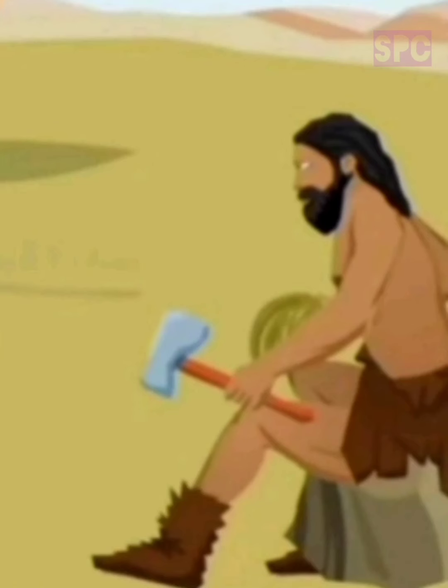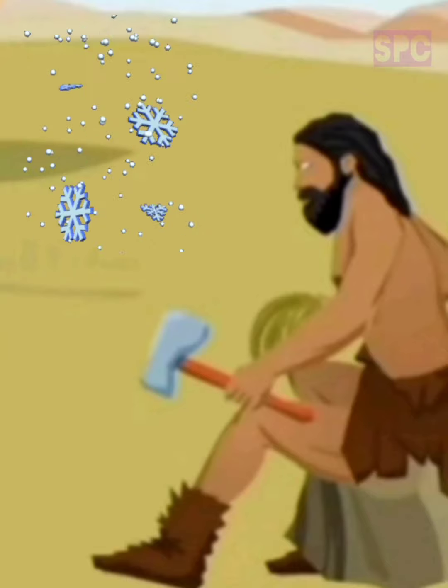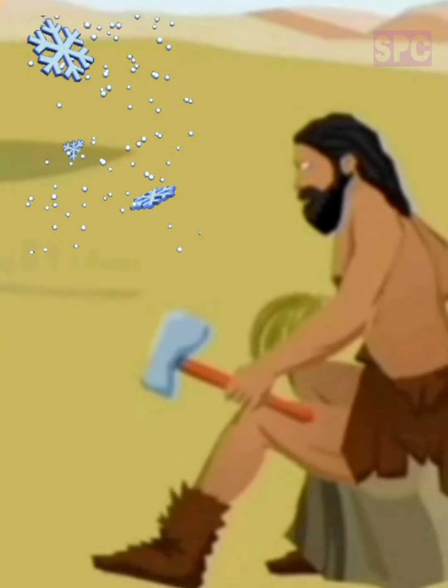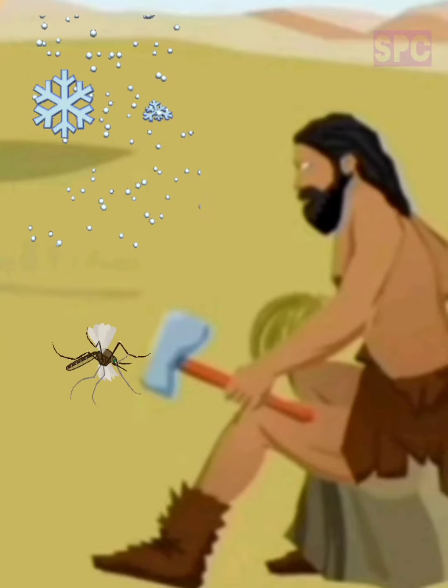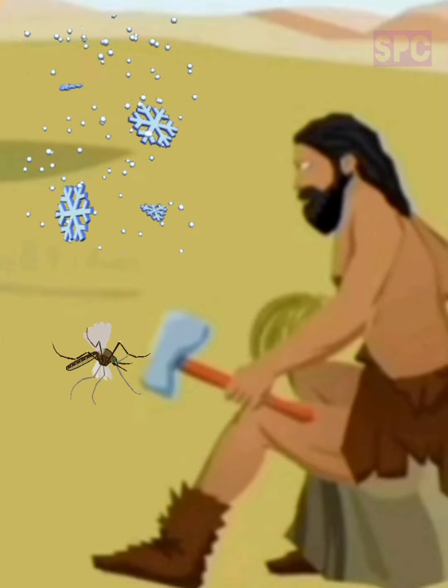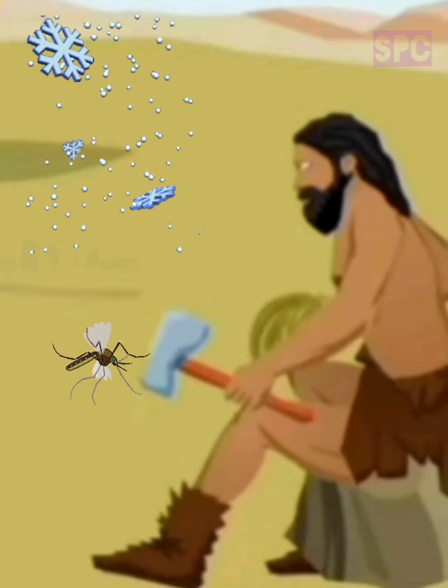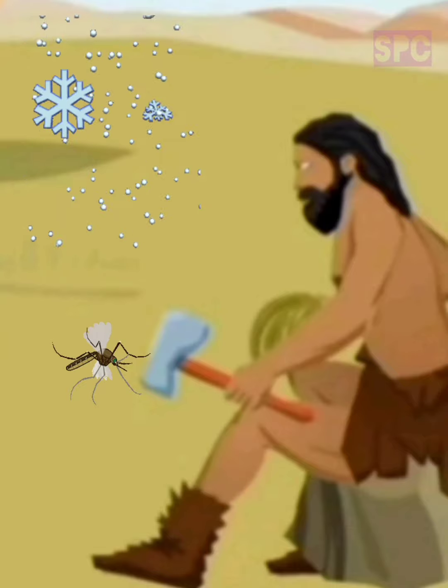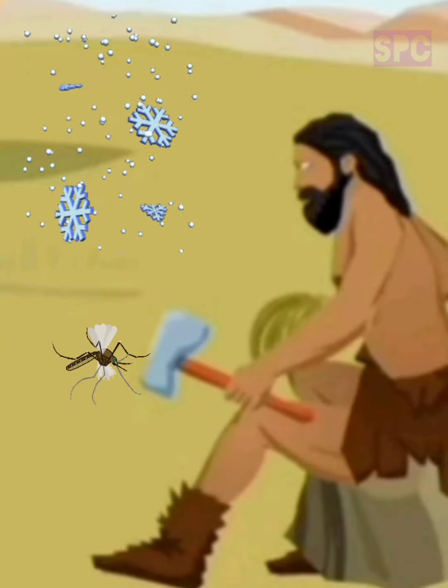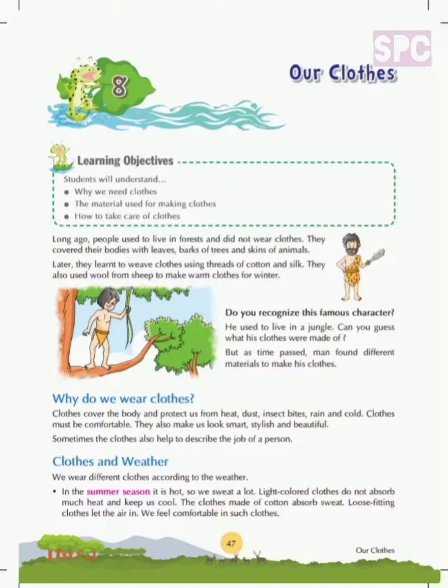So children, early man was like an animal with no sense of clothing. But soon he realized that he should cover his body in order to keep it safe from harsh weather conditions, dust, insect bites, etc. So he started covering his body initially with leaves or even with the skin of hunted animals.